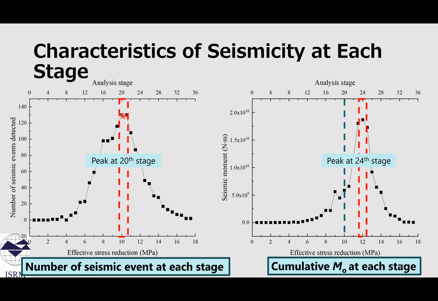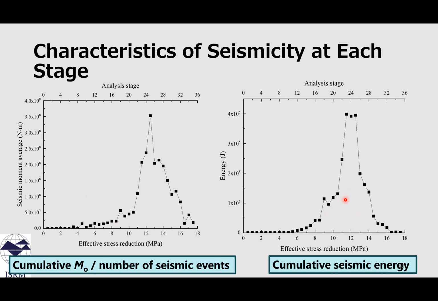In this case, the peak stage is 20. But in terms of the seismic moment, it takes the peak value at the 24th stage. So this indicates that the reduction of the number of seismic events occurs when a large event takes place. And then this figure also further confirms the assumption.